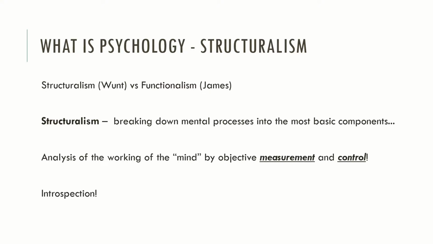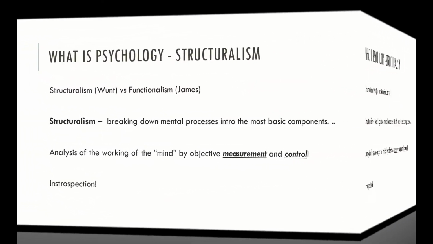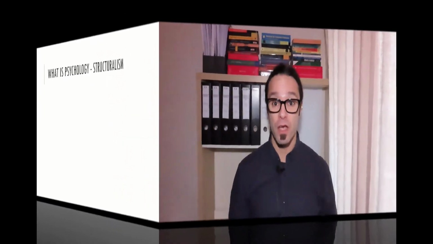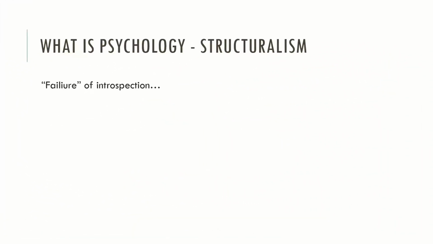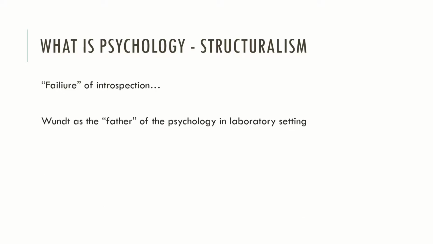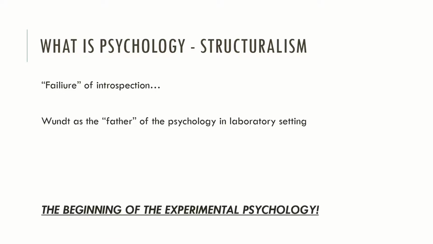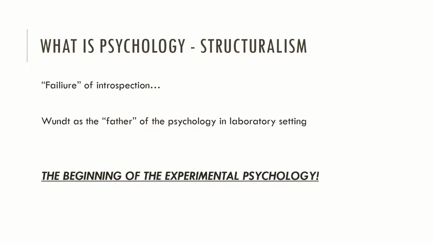Structuralism relied on trained introspection, a research method whereby subjects report what is going on in their minds while performing a certain task. However, introspection proved to be an unreliable method because there was too much individual variation among research subjects. Different subjects reported different experiences, therefore it was impossible to compare them because of their differences. Despite the failure of introspection, Wundt is an important figure in the story of psychology as he opened the first laboratory dedicated to psychology in 1879, and its opening is usually thought to be the beginning of experimental psychology.